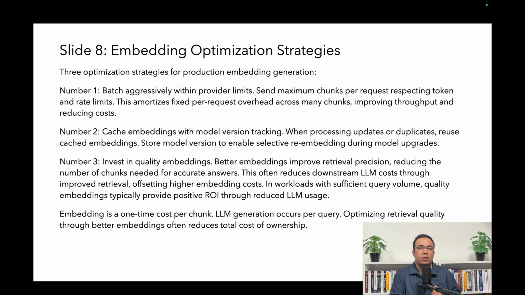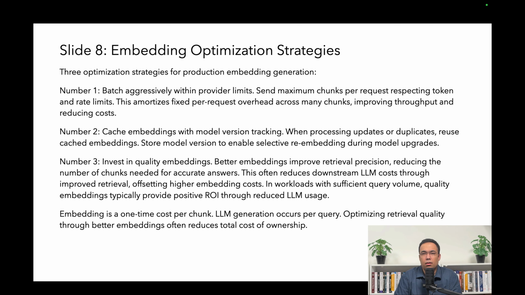So, number three, now invest in quality embeddings. This might seem counterintuitive because higher quality models cost more per API call, but here's a trade-off that often makes sense. Better embeddings improve retrieval precision, which means you can retrieve fewer chunks and still get accurate answers. Better retrieval also means fewer LLM calls because you're not regenerating the answers due to poor initial retrieval.